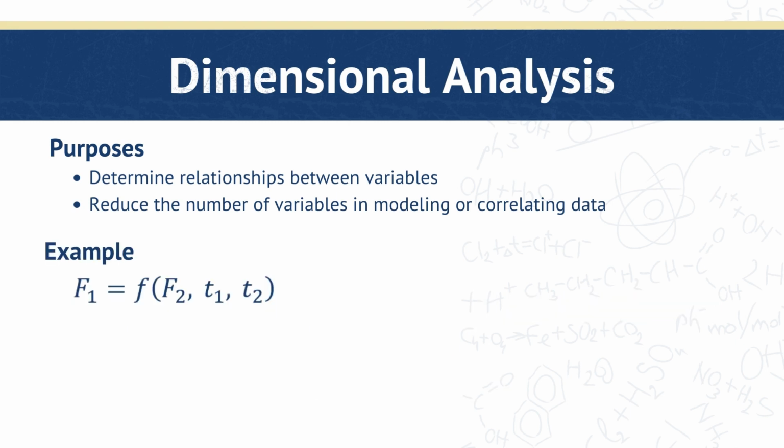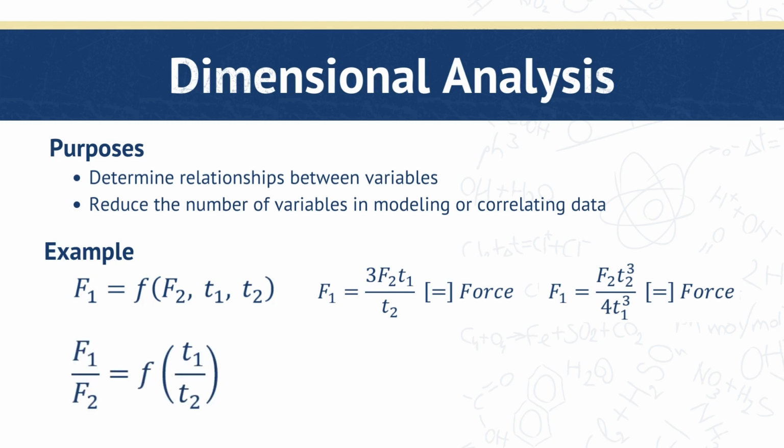Let's say F1 is a function of F2, T1, and T2. It is equal to 3 times F2 times T1 over T2. Notice that T1 and T2 cancel out in terms of units, meaning that both sides are basically congruent. The same applies to this expression. They are both equal to some amount of force.